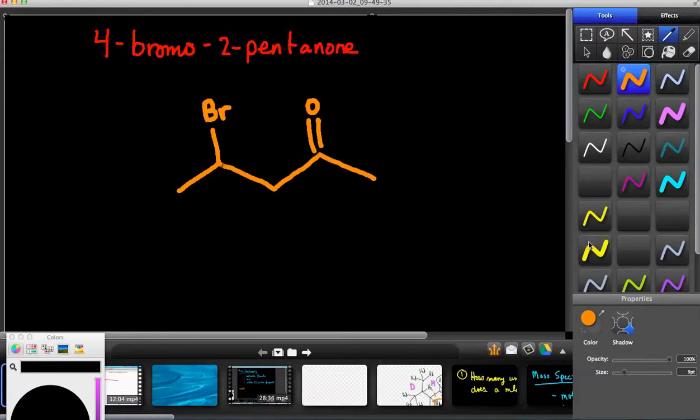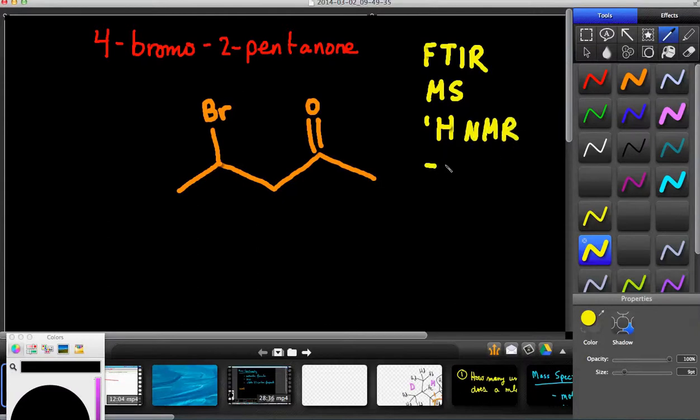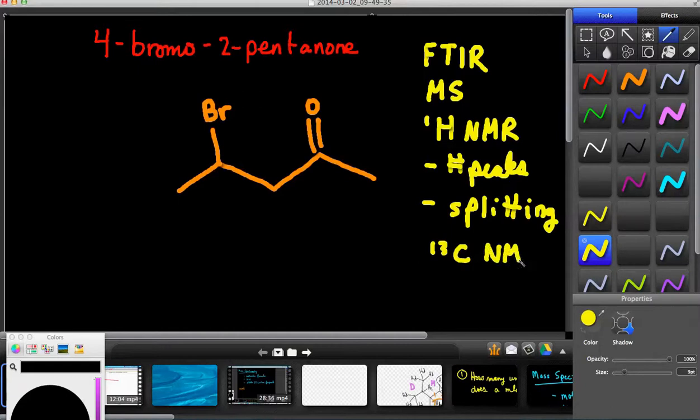And on this structure, I want you to consider several things. What will the IR look like in terms of obvious peaks? What spectral characteristics of the mass spectrum will appear? What about the proton NMR, especially with regards to the number of peaks and the splitting. Now, of course, if you know chemical shift data, that's fine, but if you recall from class, I put a very large emphasis on number of peaks and splitting. And of course, we can talk about the carbon NMR spectrum as well.